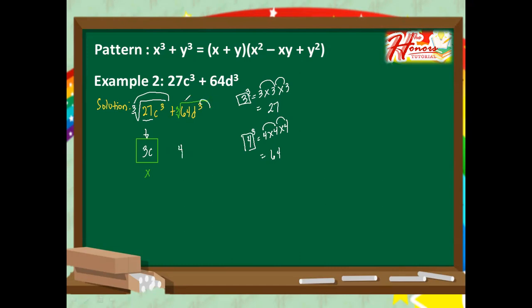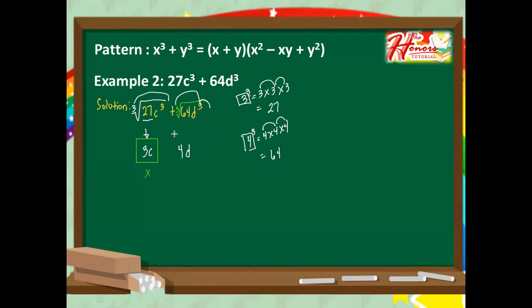How about d cubed? Just divide the index by the exponent. So 3 divided by 3, that's 1. It is your choice to write d raised to 1 or d. But again, my suggestion is to use 4d only, not 4d raised to 1, because if your exponent is 1, you have to let it be an invisible number. So therefore, this is the value of our y.